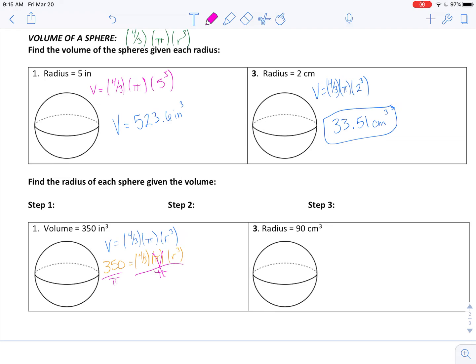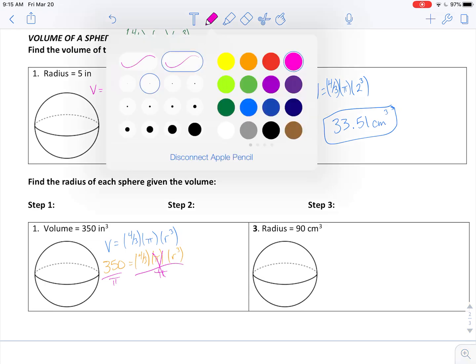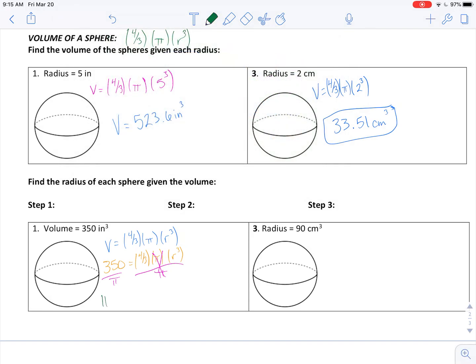These pi's will reduce. This will cancel. So 350 divided by pi. So I've got 111.41 equals 4/3 r cubed. And let's go back and think about, what was our first step? Divide by pi.